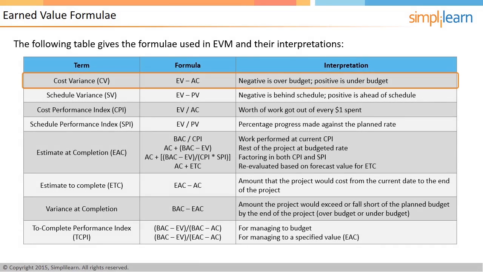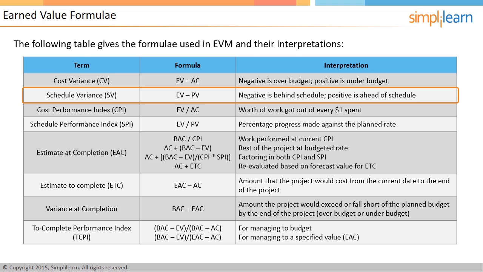In cost variance, negative means the project is over budget. Positive means the project is under budget. Similarly, in schedule variance, negative means the project is behind schedule, whereas positive means the project is ahead of schedule.